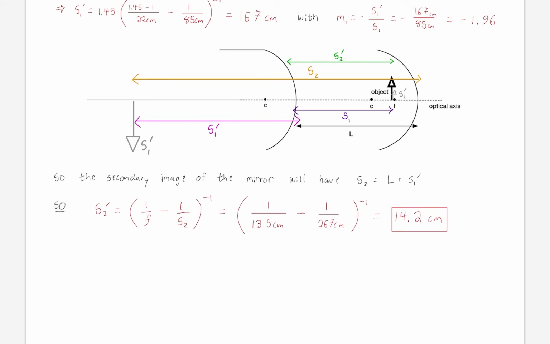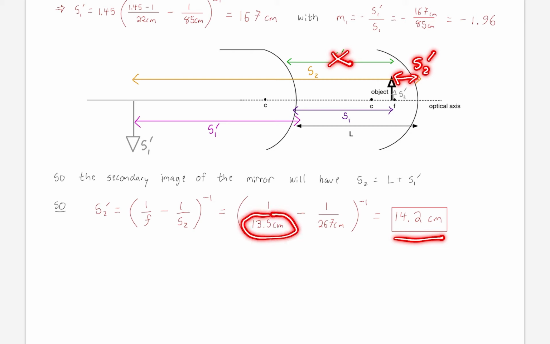Oh, I see. I knew something did not look correct, and I see my mistake now. For some reason, I drew S2 prime relative to the refracting material, but after all, the secondary image is created by the mirror, so S2 prime has to be drawn relative to the mirror. So S2 prime should be right here, and this is another thing I'll have to fix. This is S2 prime, not this. S2 prime is short, as we can clearly see, and it should be comparable to the focal length of the lens, which indeed it is.